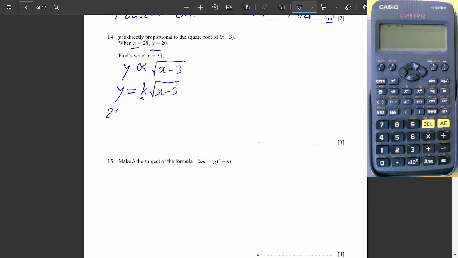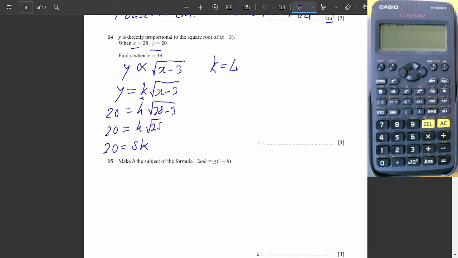So y is 20, x is 28 minus 3. 28 minus 3 is 25. Square root of 25, of course, is 5. Divide by 5, we have the value of k, which is 4. Bam, we got another mark.